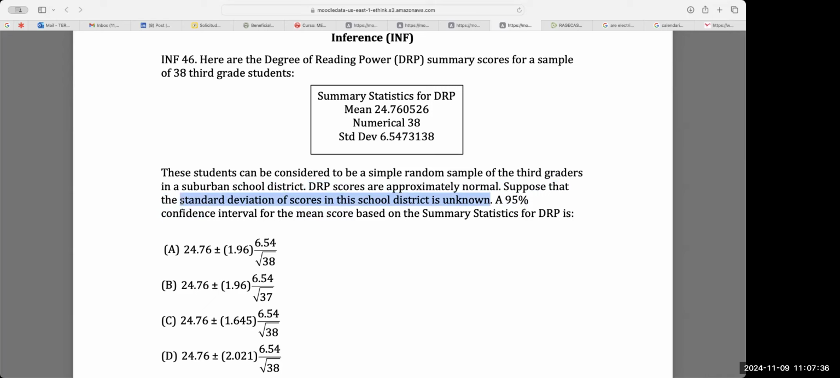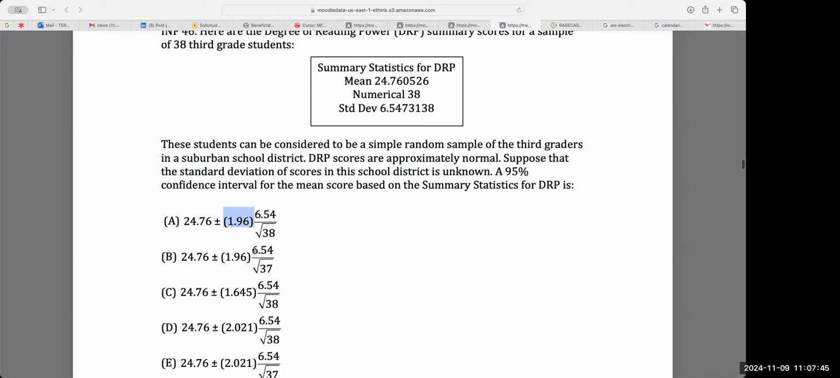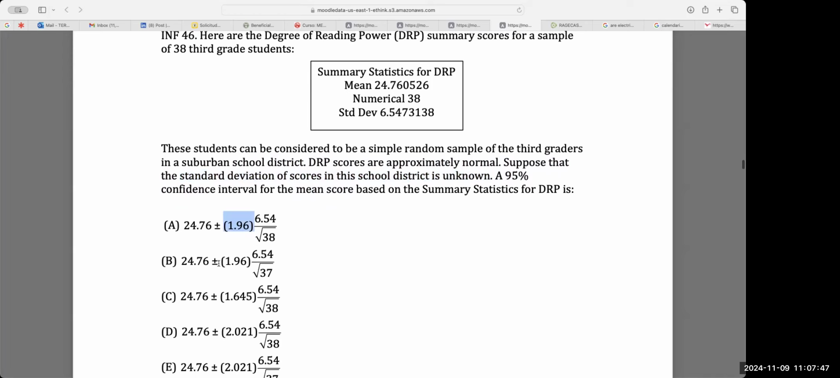You have to go to the T table. You have to look for the critical value for 95% confidence, which is 1.96. So it's either A or B. No, that's for Z. So see, I just messed up. For the T distribution, you have to check. This is a trick. This 1.96 is for the Z distribution. But what about the T? I have to go check it on the T table for 95% and degrees of freedom.